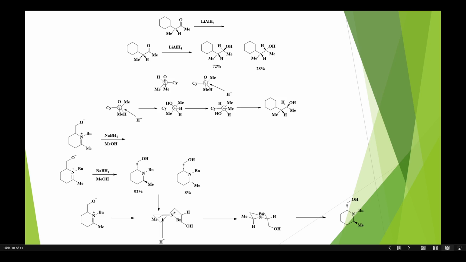Any doubt still? Maybe you have doubt. Okay, okay. To explain this kind of thing, I have to draw it. In the next class I will draw the half chair conformation and also the chair conformation in ChemDraw, and I will show you again. Okay.